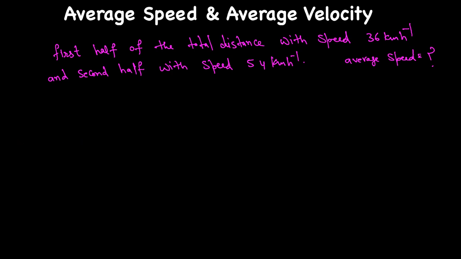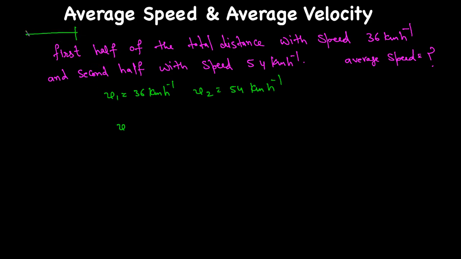So what we got here, always look at what is given to us. They gave us v1, which is 36 kilometers per hour, and v2, which is 54 kilometers per hour. Now for v average, remember the formula: first half, second half, that means the distance is the same.